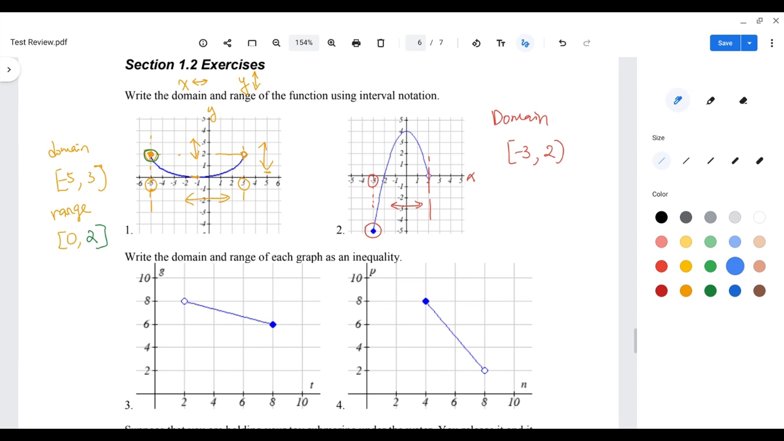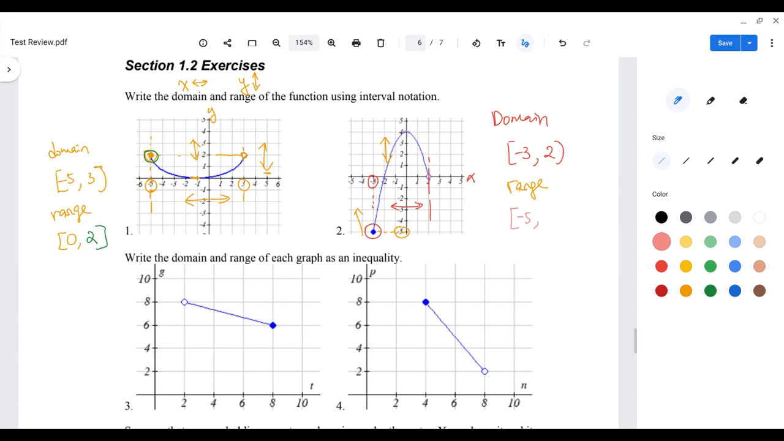What about range? Range is going up and down. So go from the low, go up. Low is negative 5. It's also a solid dot, so it's negative 5, bracket. And going all the way, the highest point is at 4. It touched the 4, so it's also 4, bracket. Okay?